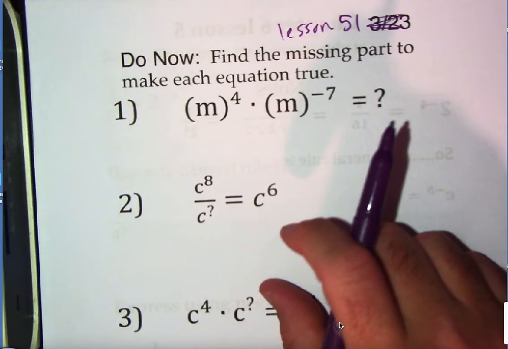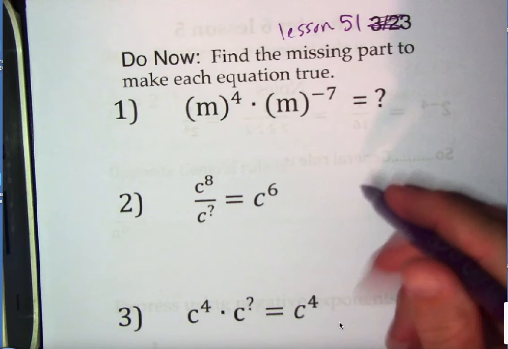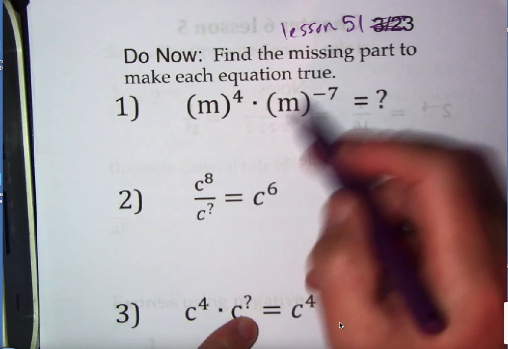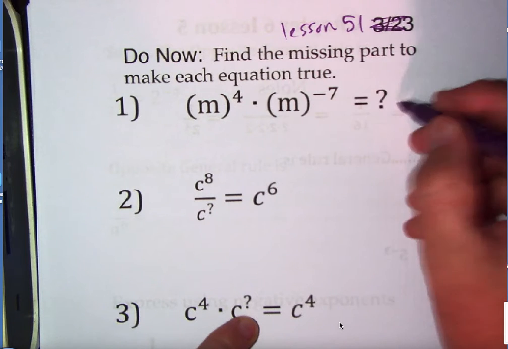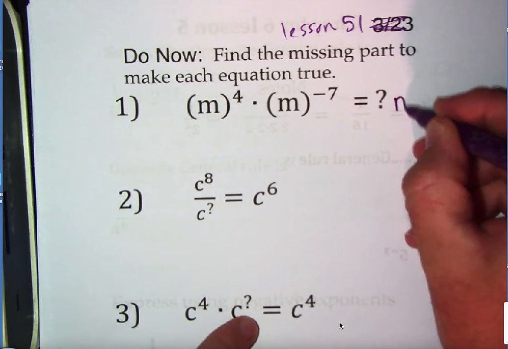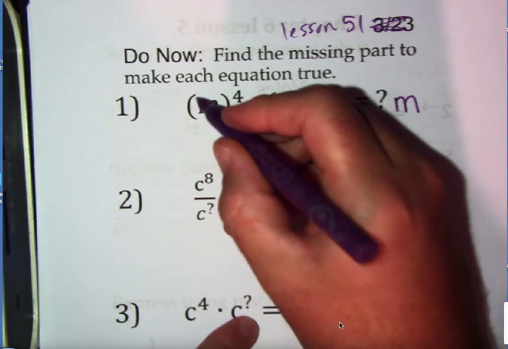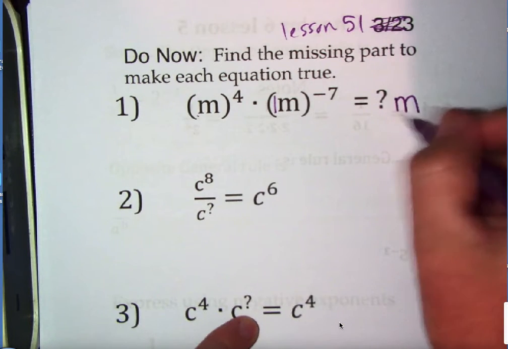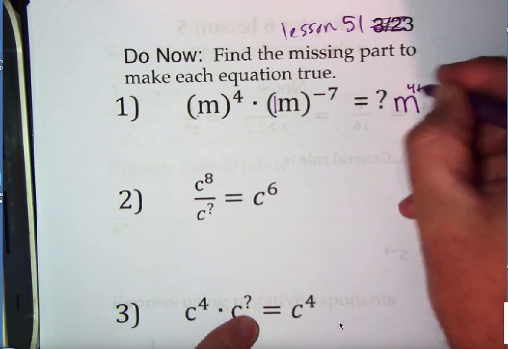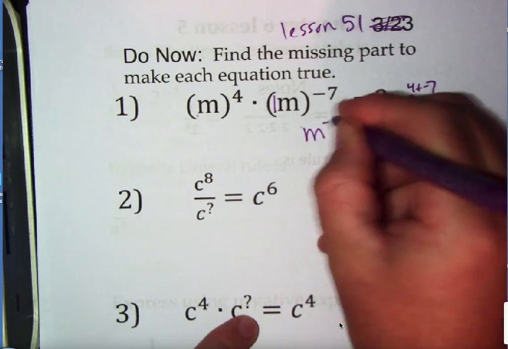So we're using what we understand of exponents, and I always ask students to come up. So we get m to the fourth times m to the negative seventh. What is that equal to? Well, the rule is if we're multiplying by the same base, we multiply any coefficients, 1 times 1 is 1, and then add exponents. So 4 plus negative 7, we get m to the negative third.